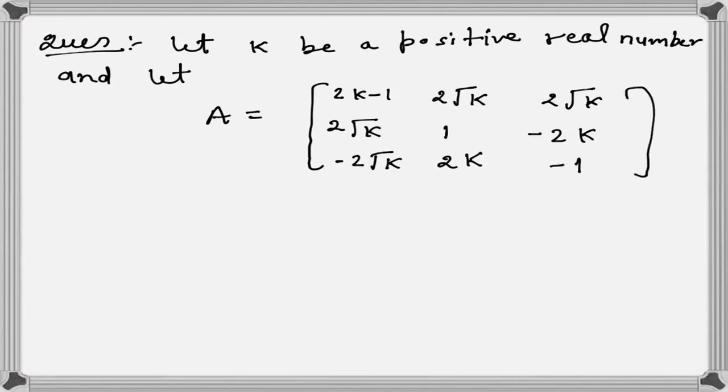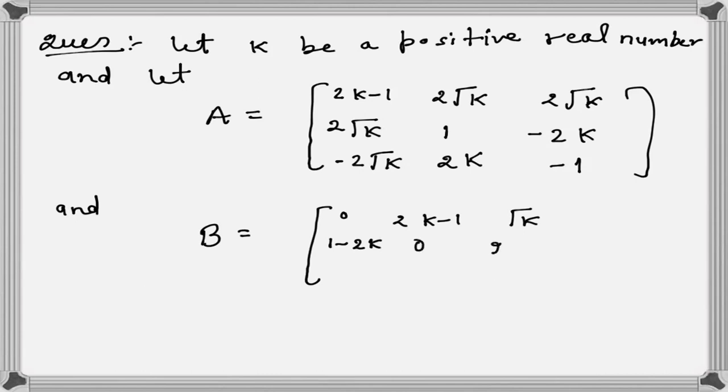Okay, and there is another matrix B, which is defined as: first row 0, 2k minus 1, root k. Second row 1 minus 2k, 0, 2 root k. Third row is minus root k, minus 2 root k, 0.